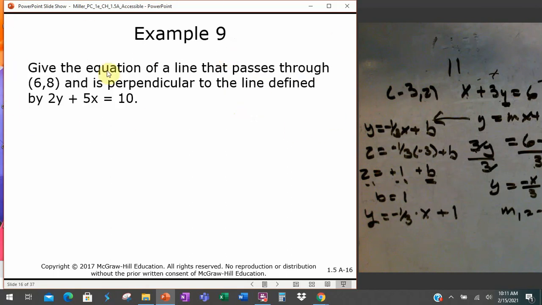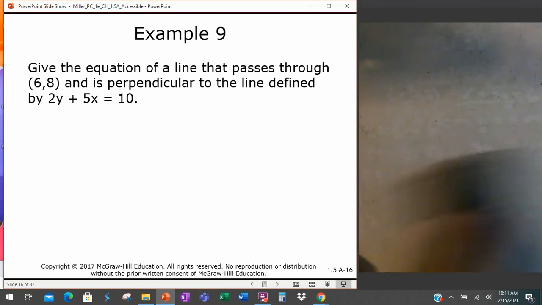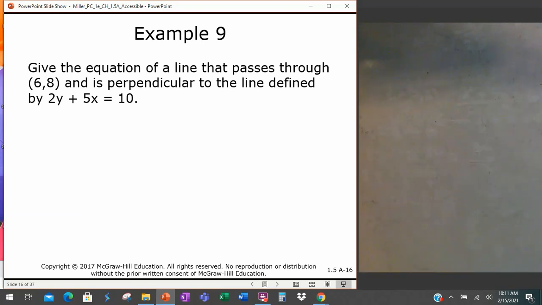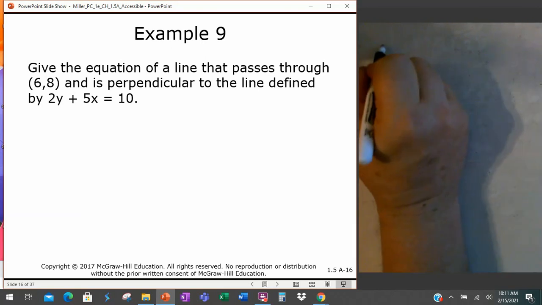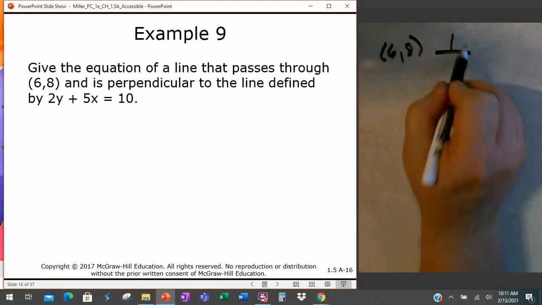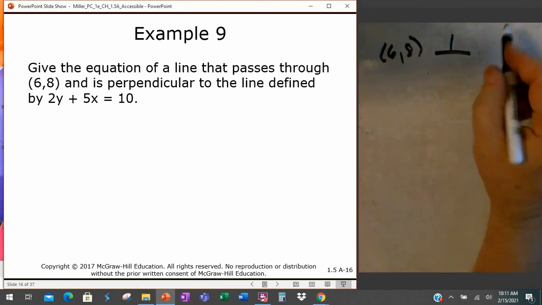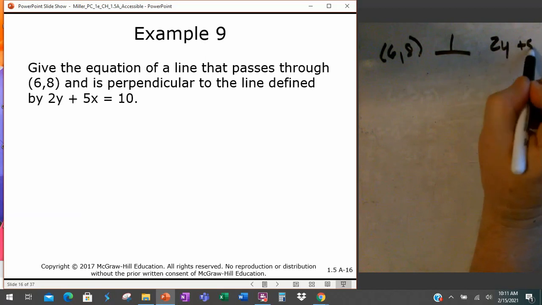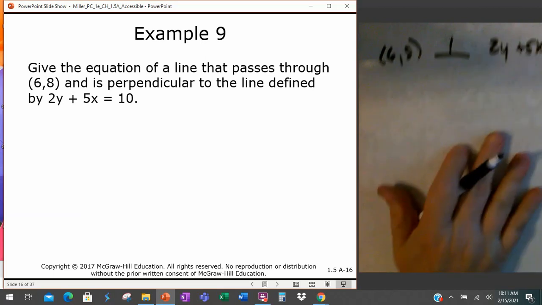So here it says, give the equation of a line. Find the equation of a line that passes through this point (6, 8) and is perpendicular to the line defined by 2y + 5x = 10. So (6, 8), and it needs to be perpendicular to 2y + 5x = 10.